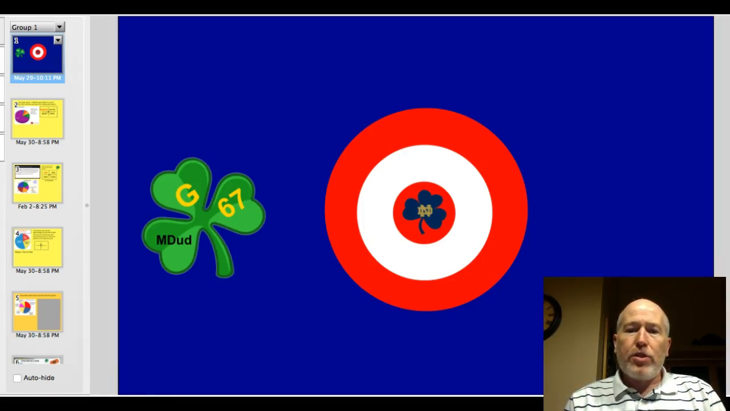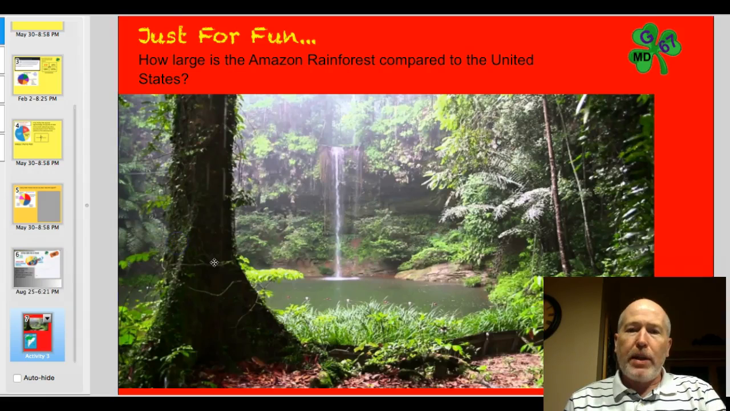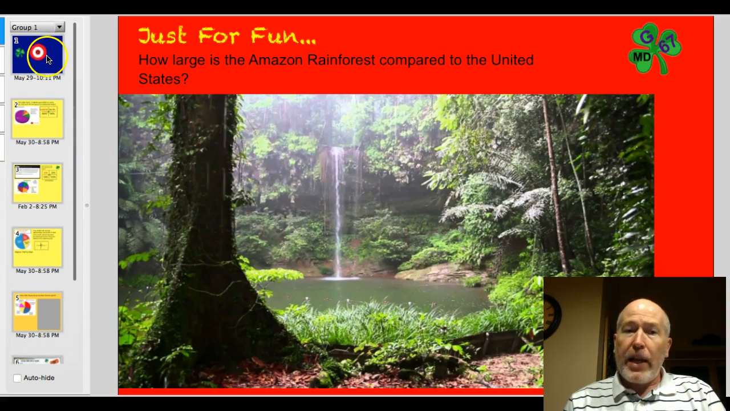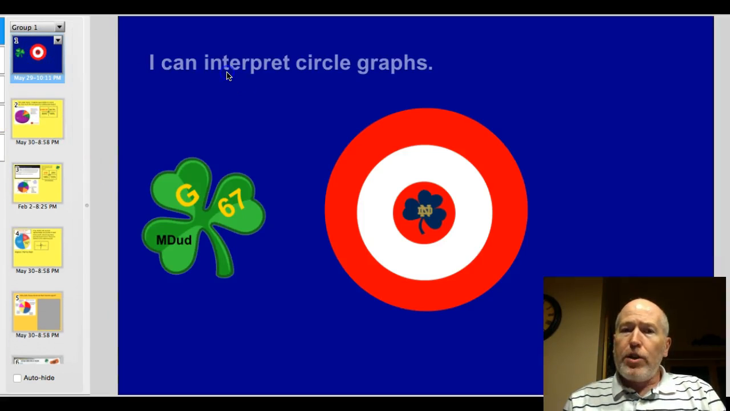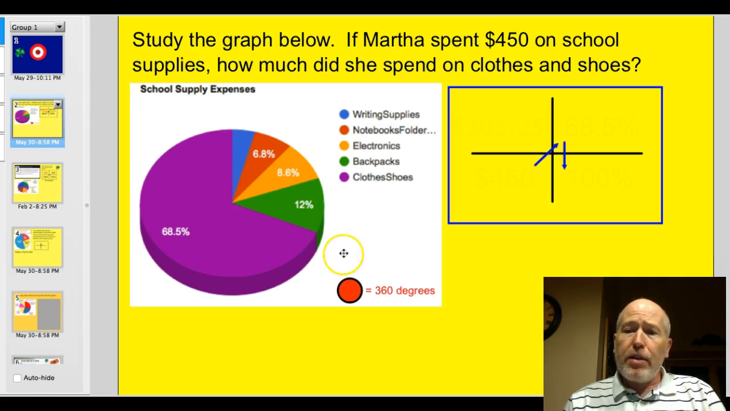Tonight we're going to be interpreting circle graphs, but let's start off with our trivia question I picked up during the Olympics tonight. How large is the Amazon rainforest compared to the United States? We'll be back with that answer after our instruction. Well, officially tonight our target is I can interpret circle graphs. Let's do this thing.